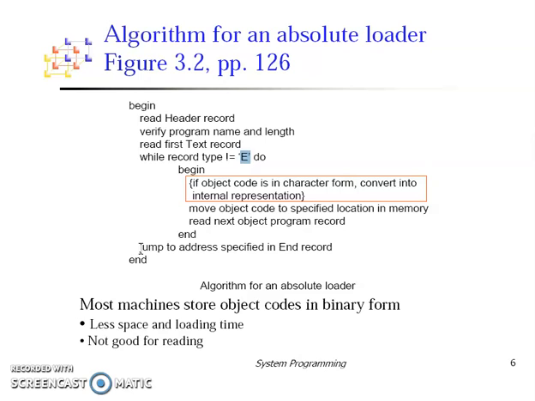Once the end record is reached, jump to the address specified in the end record. This is the task of the absolute loader. Most machines store object codes in their binary format. This lessens the space and loading time, but it is not good for reading. The machine representation is in binary form in most machines, which takes less space and loading time, but is not good for reading.